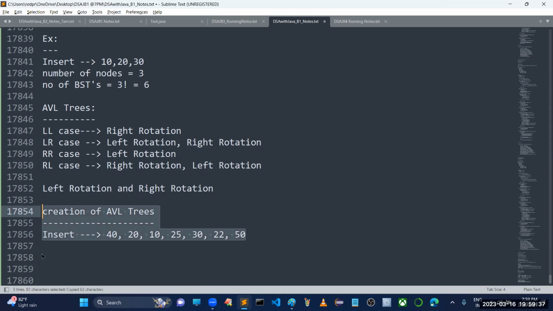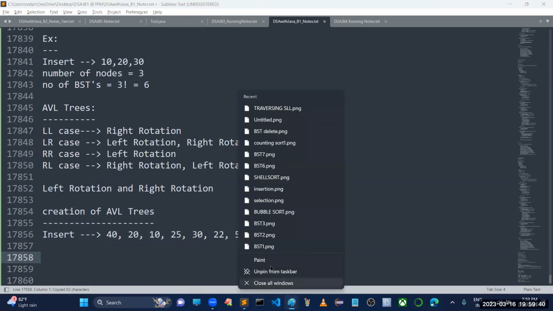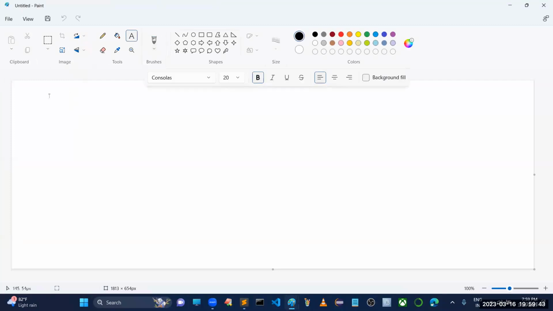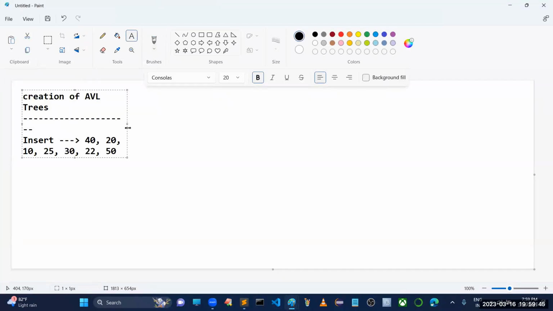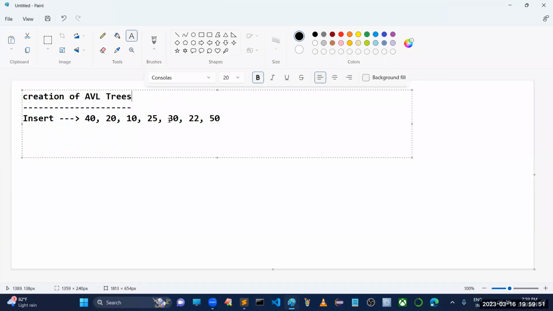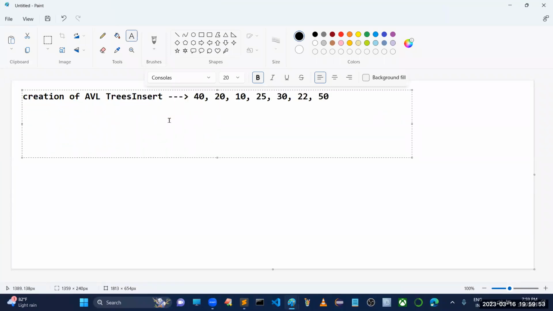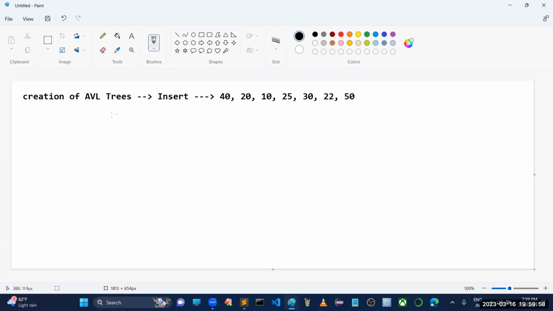Wherever we are getting unbalancing, meaning balance is not there, we have to do proper rotations. Now we will see, by inserting the elements one by one, where we are getting the problem and how we can solve that problem. Okay, sir, let us see one by one. First I'm going to insert the first node, which is 40. Sir, what is the balance factor for this? Since we have only one node, its balance factor is 0.